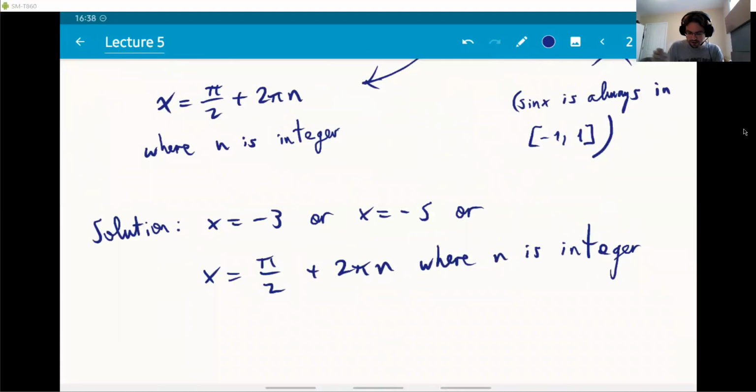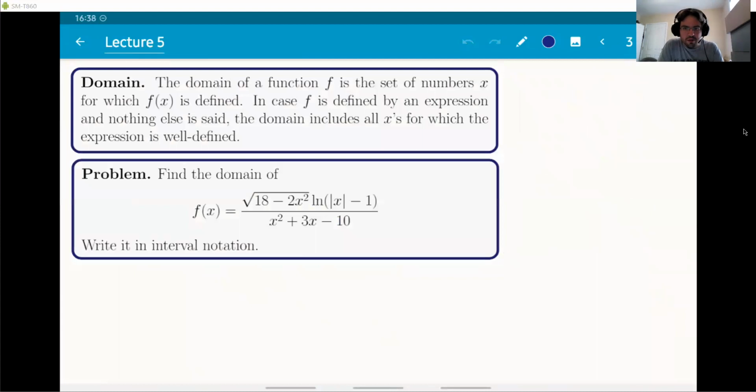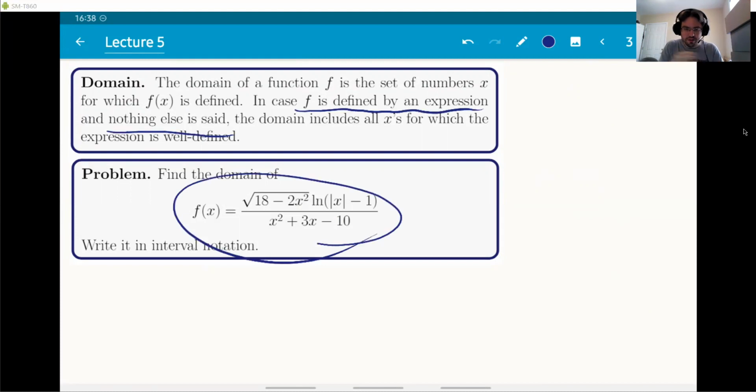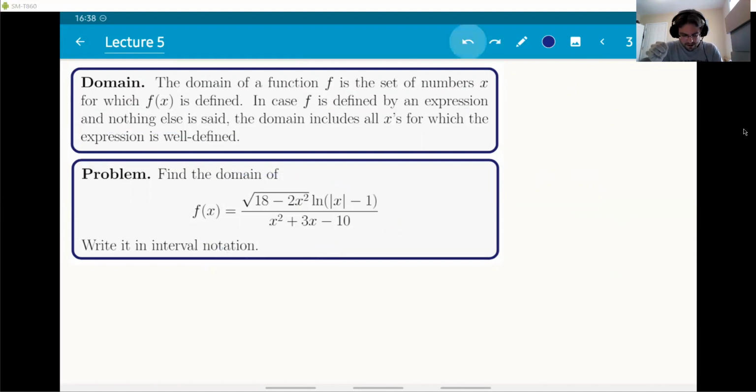Now I'm going to be moving on to the next example. And before the example, I'm giving you some reminder here. This will be the general rule for today. It's just the definition of what the domain of a function is. The domain of a function is the set of the numbers x for which you can calculate f of x, for which this is defined. And in most cases, when the function is defined just by an expression and nothing else is said, like here in this example, where I'm just giving you a formula for the function, then the domain is just all the x's for which the expression is well defined. So everything that does not cause problems with the expression.